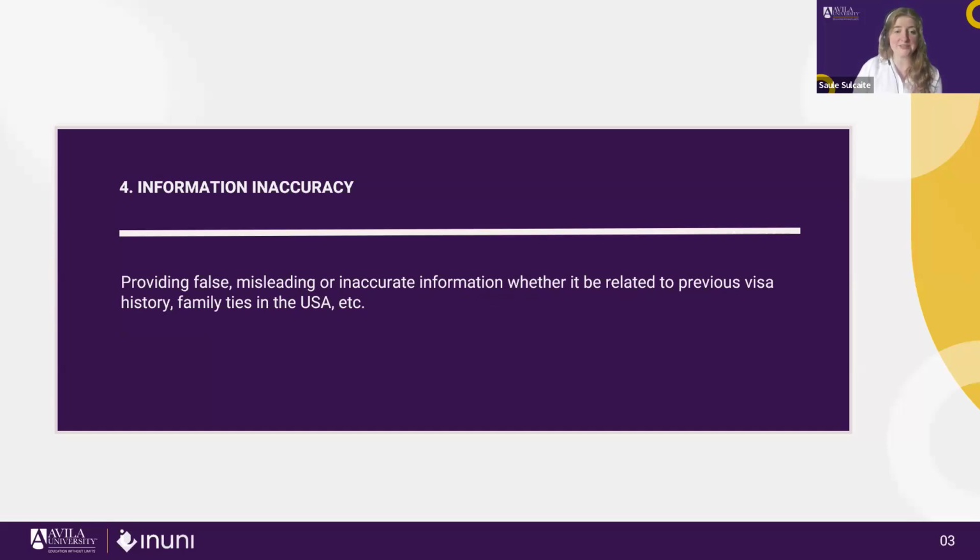Information inaccuracy, and this one's also really important. There are different types of visa rejections, and some visa rejections are harder to come back from than others. Now, for example, if you're lying to the visa officer about your previous visa rejections or perhaps overstaying your visa before or anything at all, first of all, remember that they see all this information on the screens, so they will know you're lying. Lying will lead you to a visa rejection that will be either impossible or very, very hard to come back from. So providing false, misleading, or inaccurate information, whether it be related to previous visa history, family ties in the US, etc.